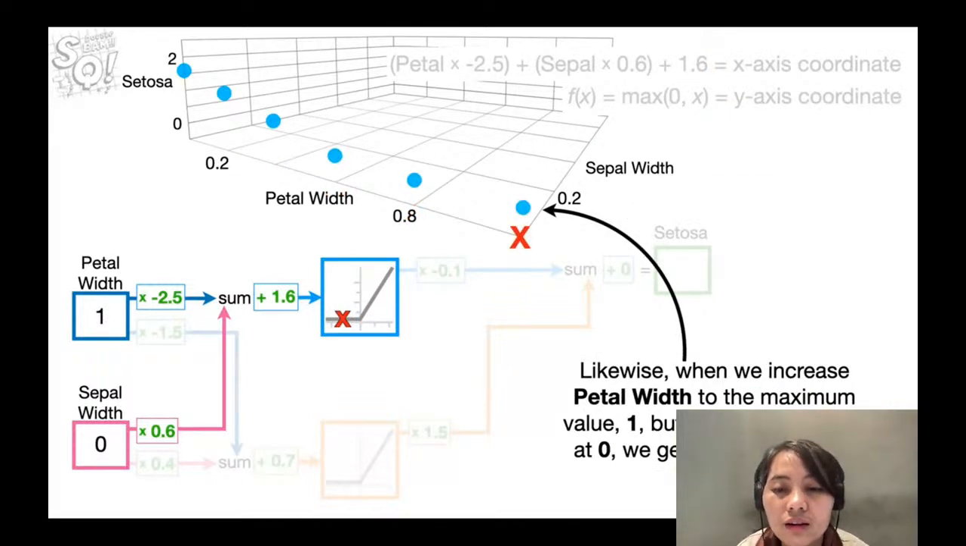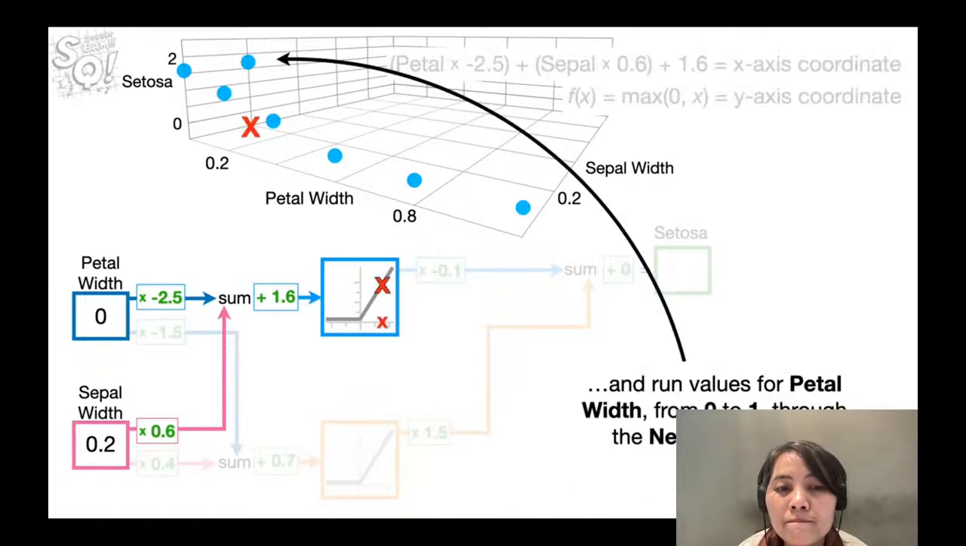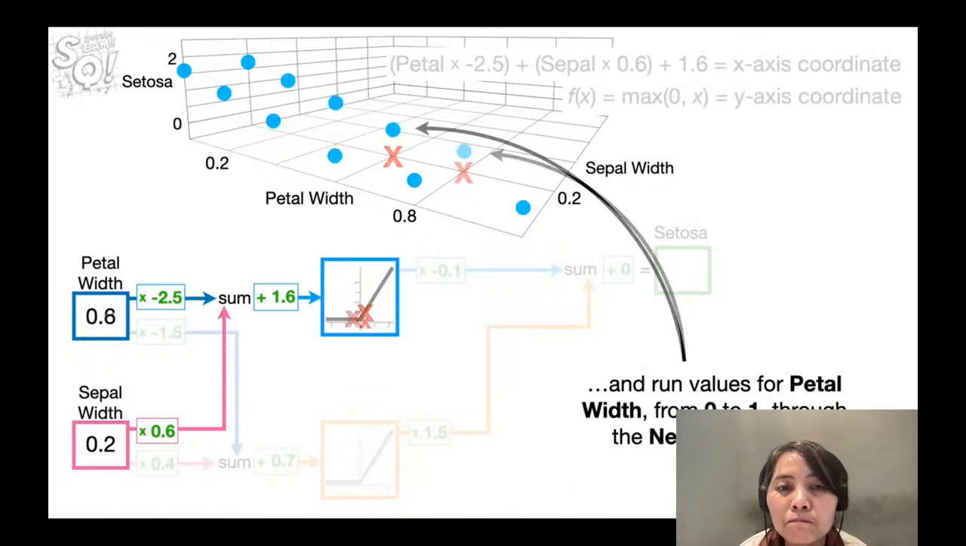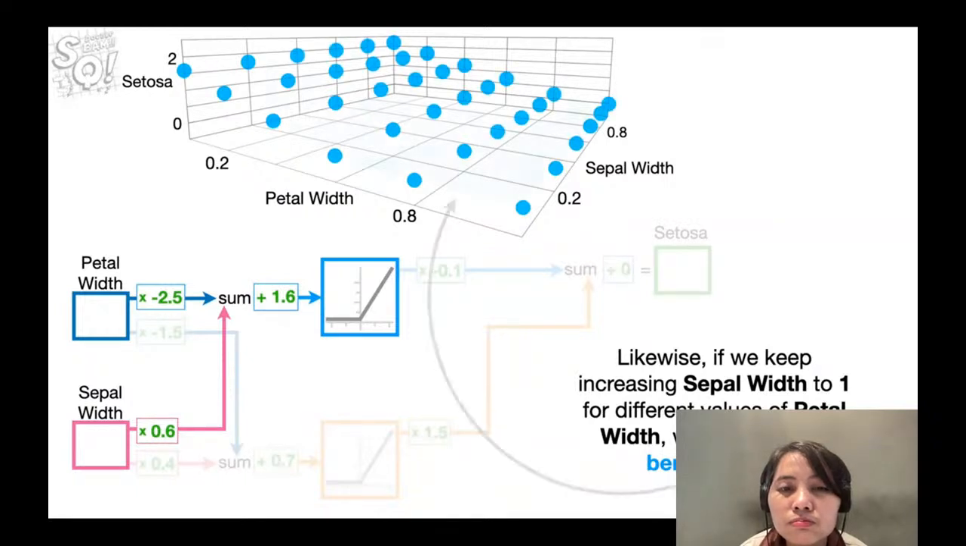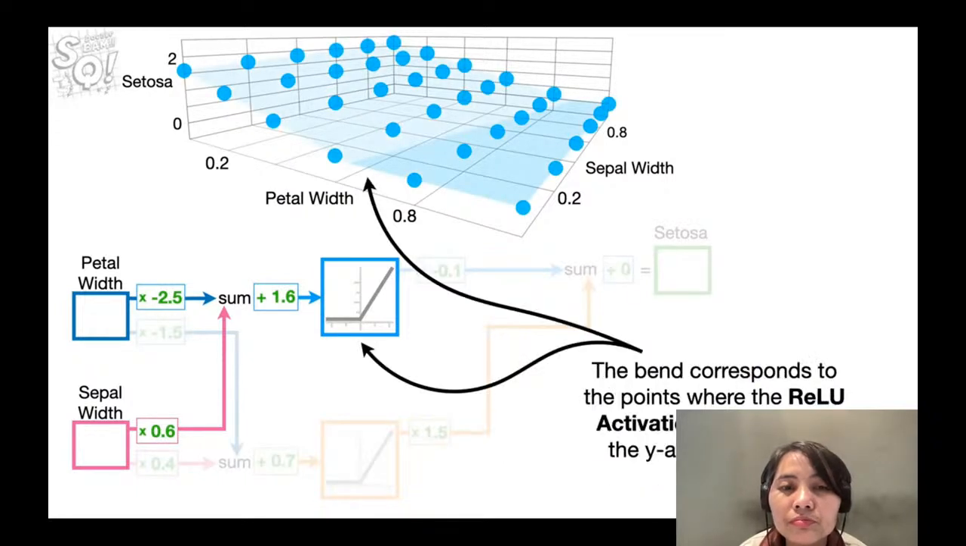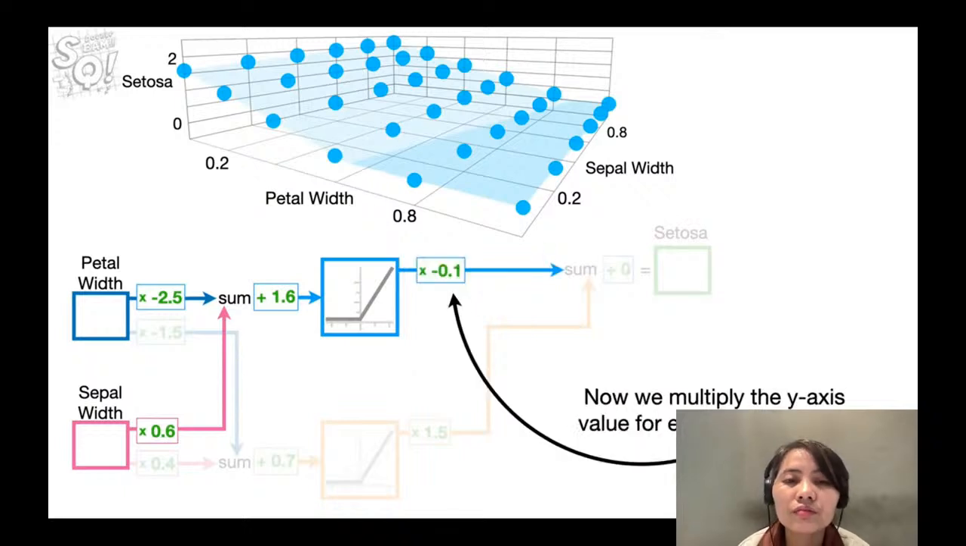Likewise, when we increase petal width to the maximum value, 1, but keep sepal width at 0, we get these blue dots. Now let's increase sepal width to 0.2, and run values for petal width from 0 to 1 through the neural network. Likewise, if we keep increasing sepal width to 1 for different values of petal width, we get this blue bent surface. The bend corresponds to the points where the ReLU activation function set the y-axis values to 0. Now we multiply the y-axis value for each point by -0.1.